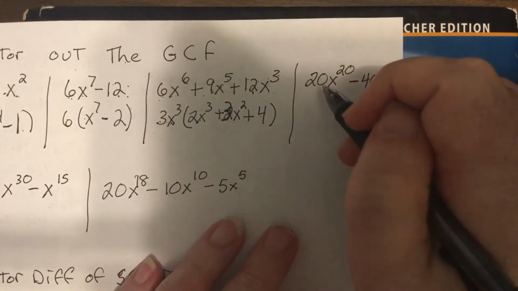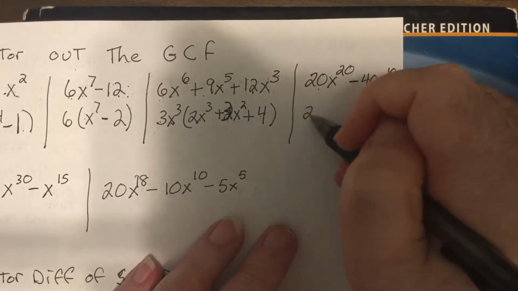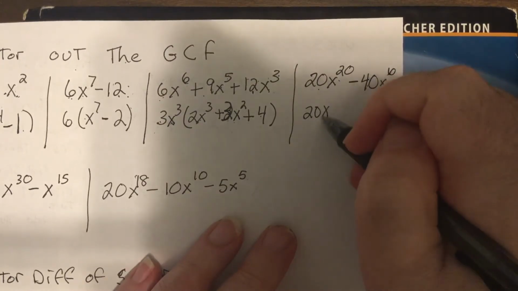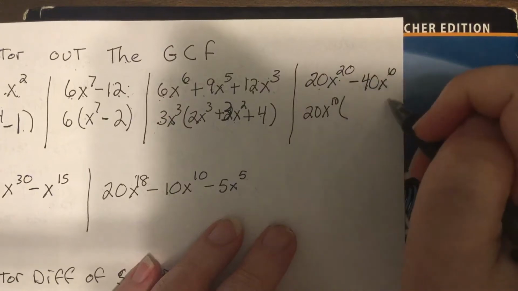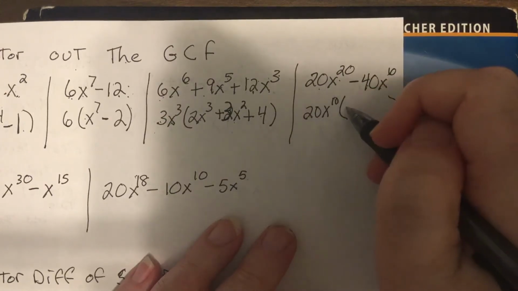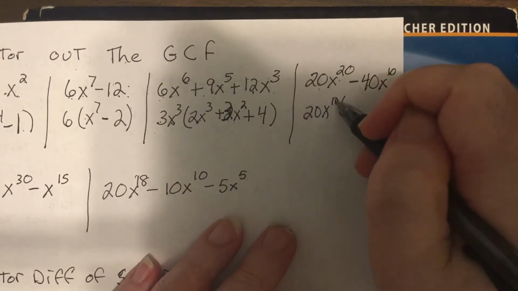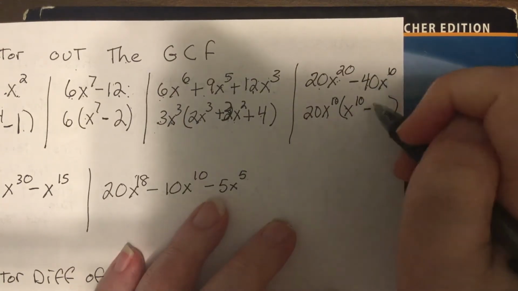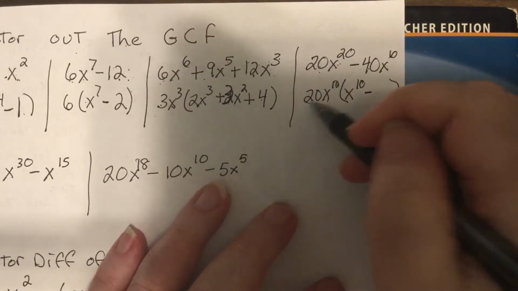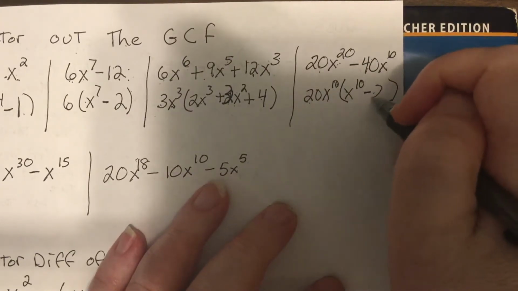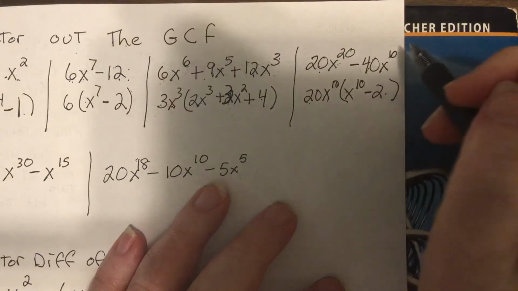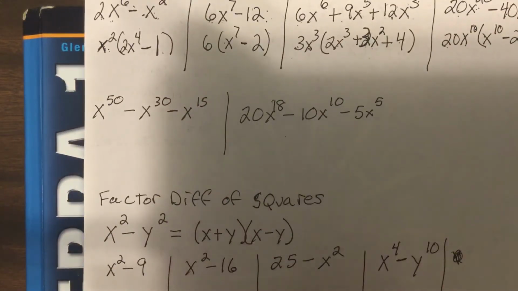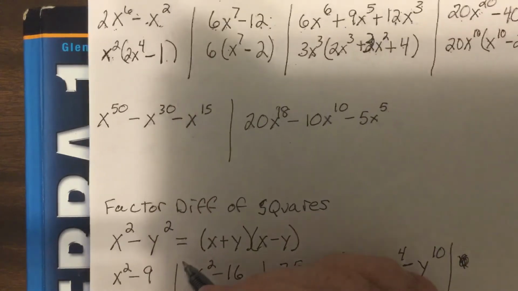So what's the biggest number that goes into 20 and 40? Well, that would be 20. Does it have a variable in both terms? Yep, x to the 10th. So 20 times 1 is 20. X to the 10th times x to the 10th is x to the 20th. And 20 times what is 40? That's 2. And I already have the x to the 10th. Try these two on your lonesome, and then turn me back on.